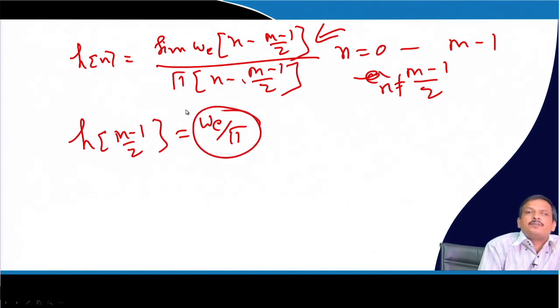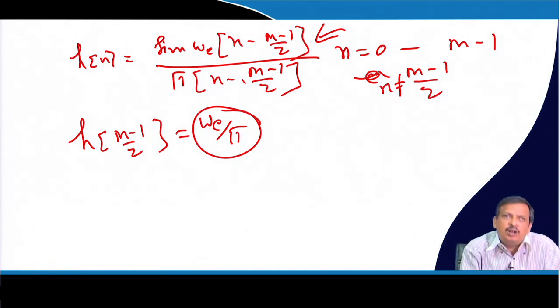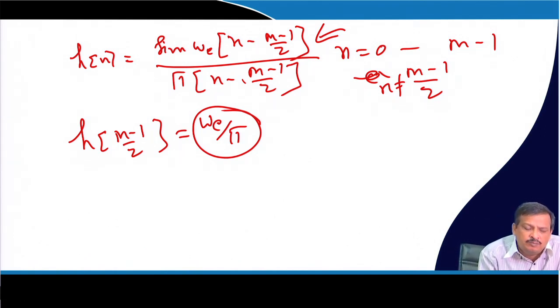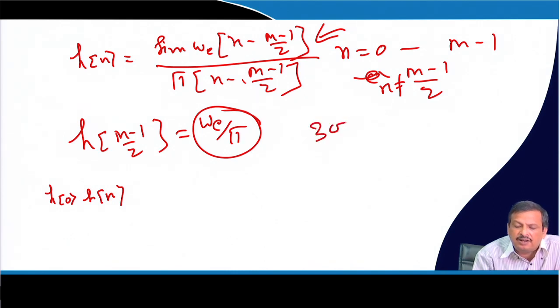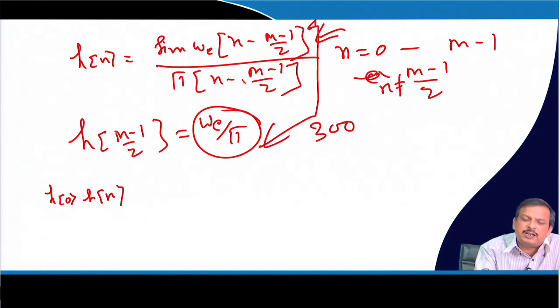And when n equals (m minus 1) by 2, h of (m minus 1) by 2 is nothing but omega c by pi. Now suppose I told you, write a program to compute h0, h1, h2, where the length of the filter is 300. So compute 300 coefficients of h(n) when the filter coefficient is expressed by this equation.